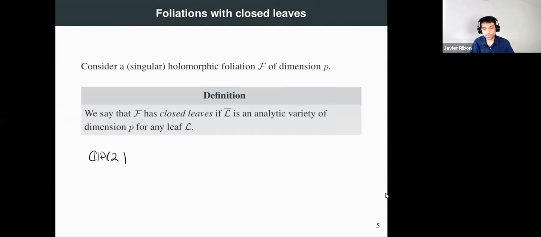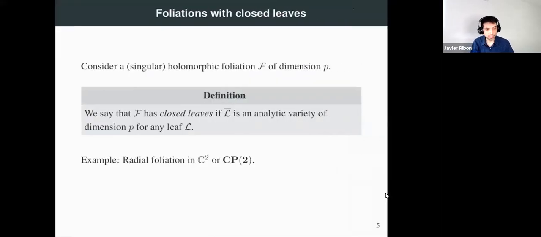that F, the foliation, has closed leaves if the closure, in the usual topology, is an analytic variety of the same dimension as the dimension of the foliation. So L is going to be an immersed manifold of dimension P, and its closure is going to be an analytic variety of dimension P.